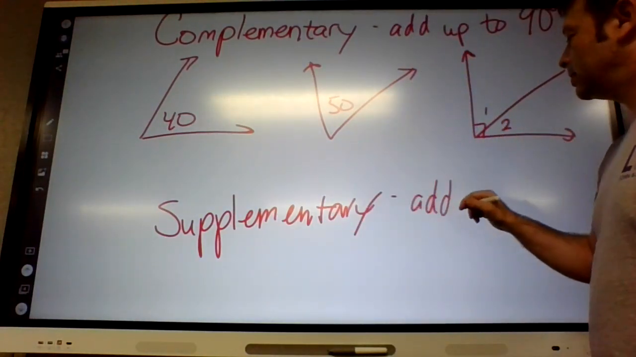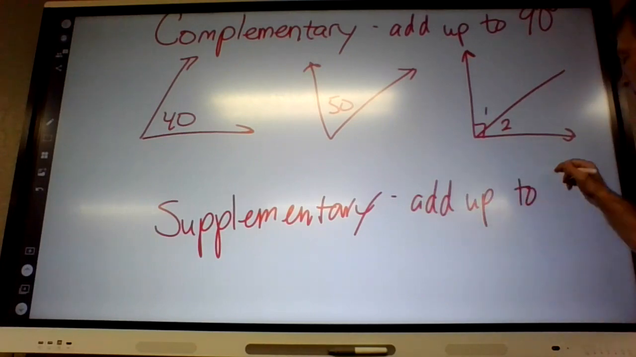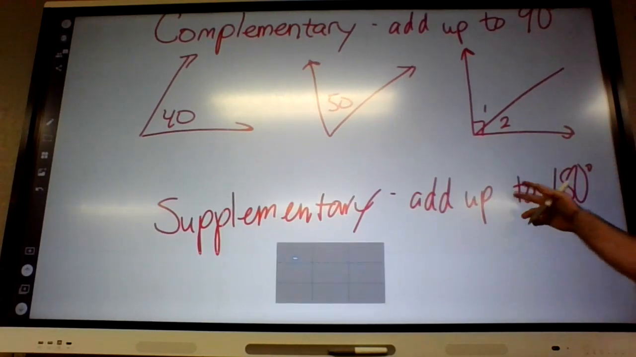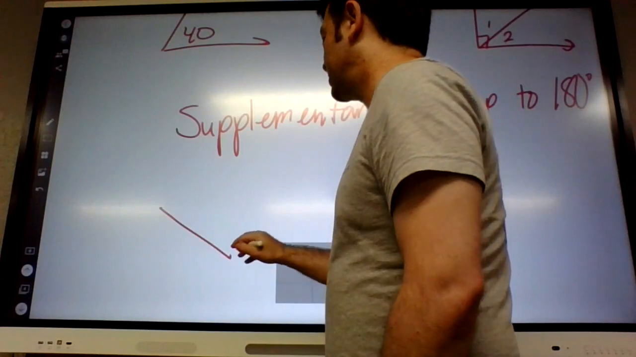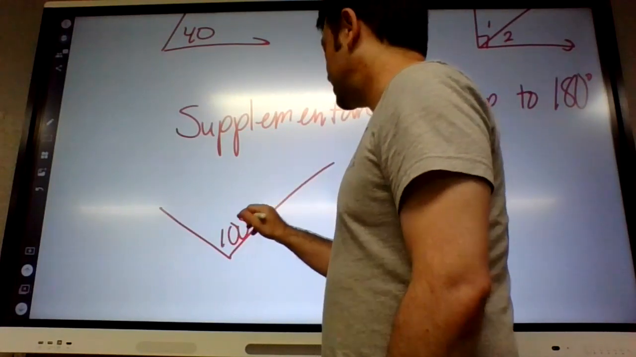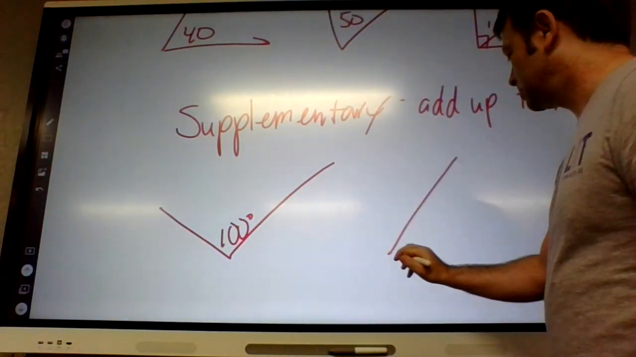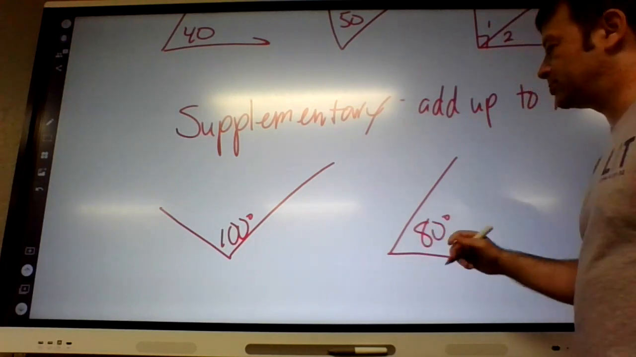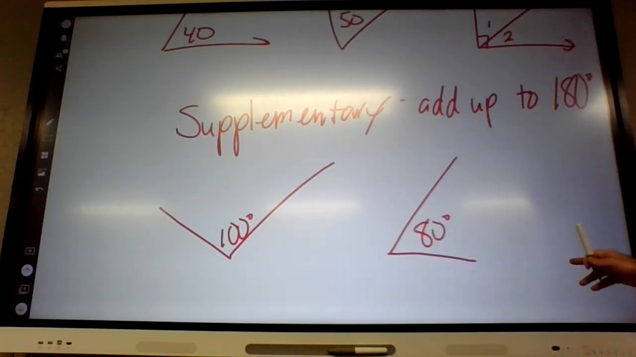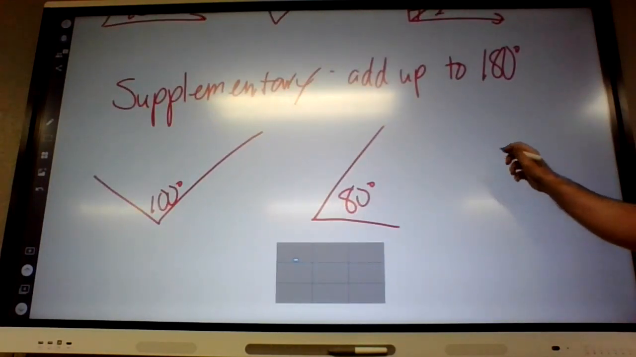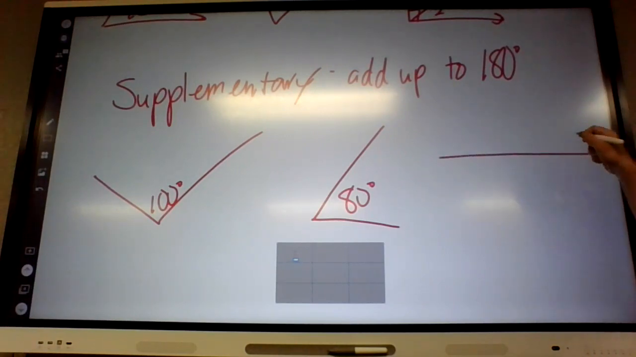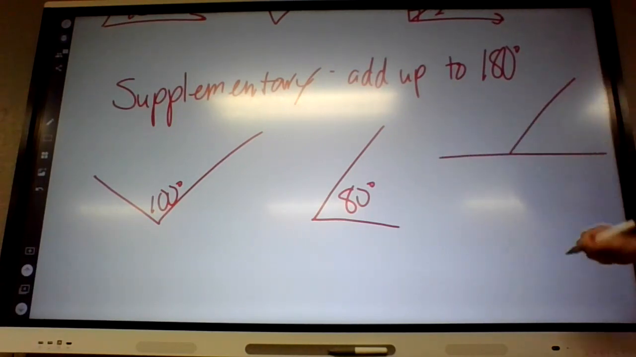180. Yes. Add up to 180 degrees. So that could look like 100 degrees and 80 degrees. So these would be supplementary because they add up to 180. But it also could look like, guess what? A straight line with a 90 over it. Okay, it could look like this.